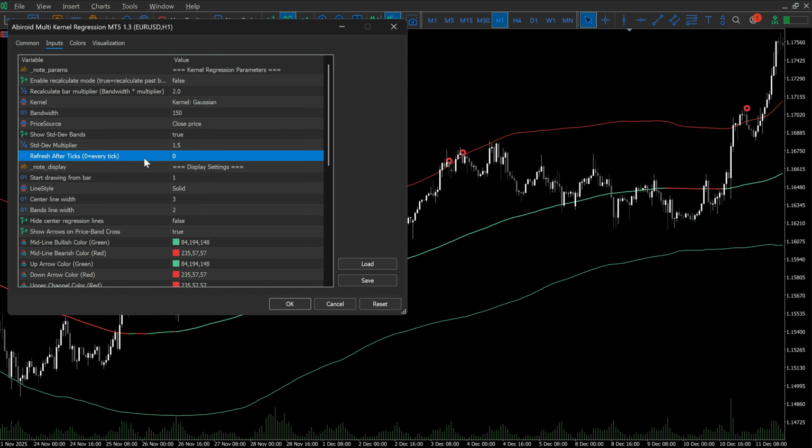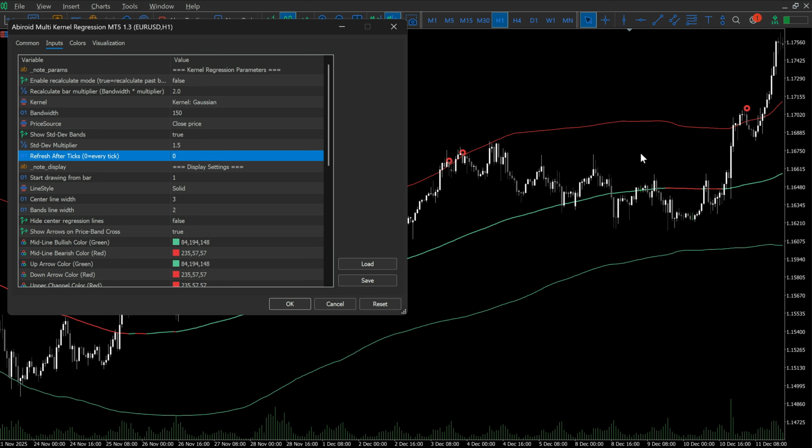This refresh after tick setting, by default 0, means that it will refresh every tick, but if you are only interested in once the candle closes, then you can set this to a higher number. In that case, it will only refresh every 50 ticks or so.